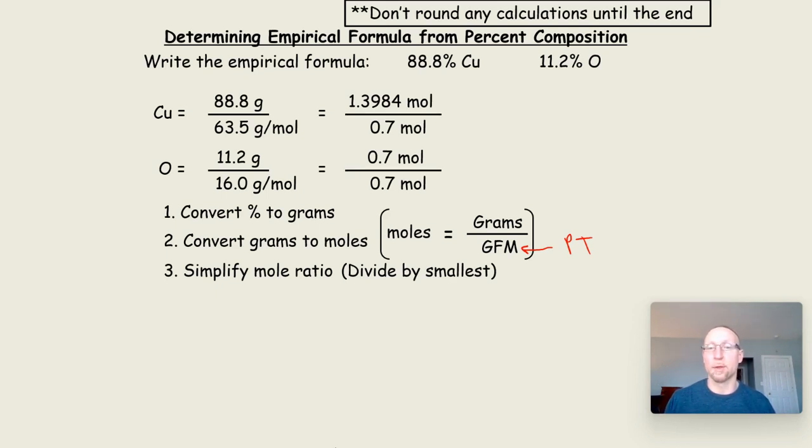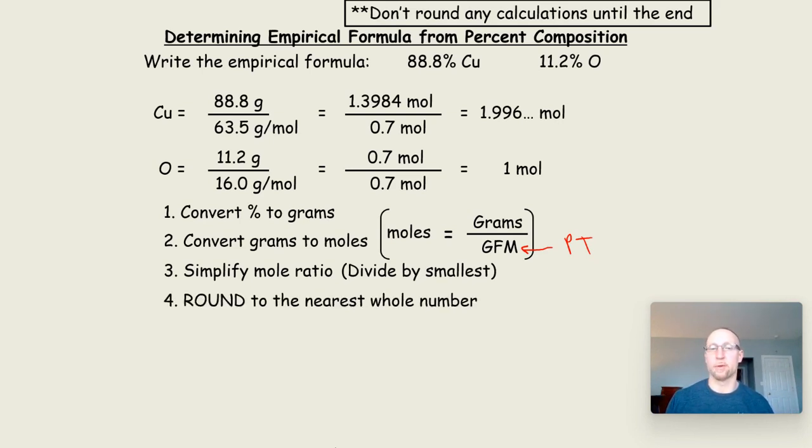Why do we do that? Because one of them is going to come out to be 1, so that's a nice number. And then we see what we get from the other one. So 1.3984 divided by 0.7, we get 1.996. It keeps going on. So now is when we round. Now we round to the nearest whole number.